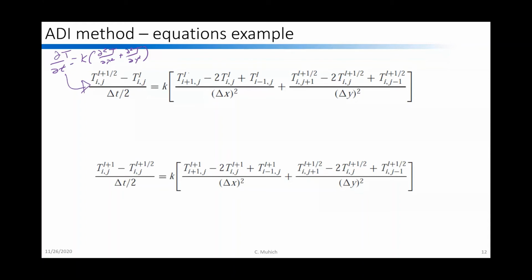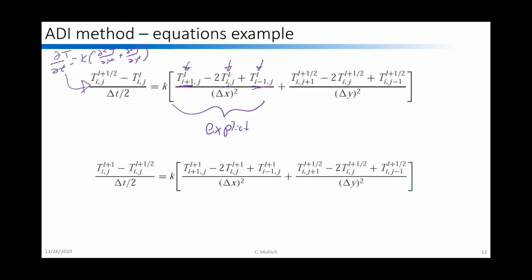So notice here is my explicit part. My i, i plus 1, i minus 1 terms are all at the same j, and they're all at my previous time step. So they're all at L, right? So I've got t_L plus 1 and t_L. Notice these are all at L, and these are all moving only in the x direction.